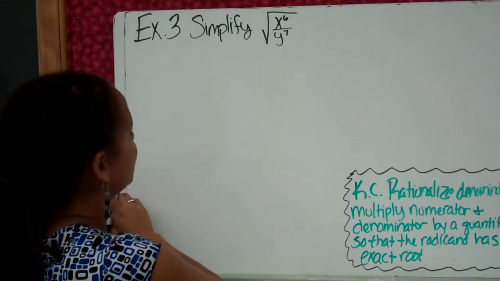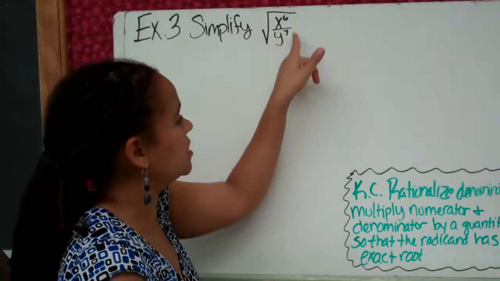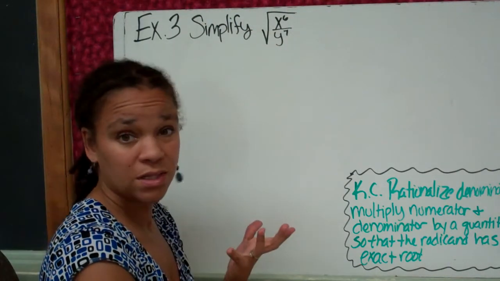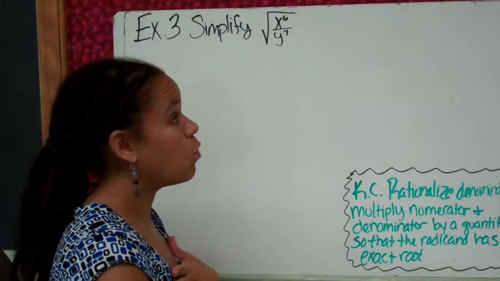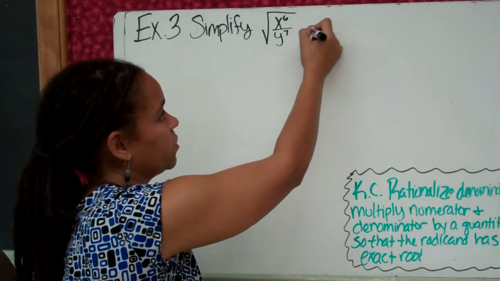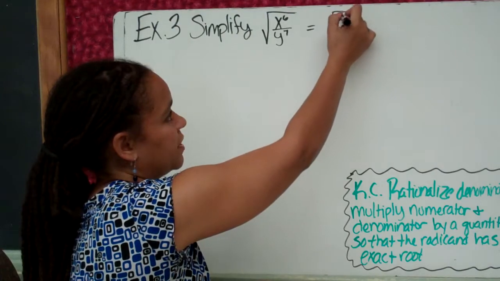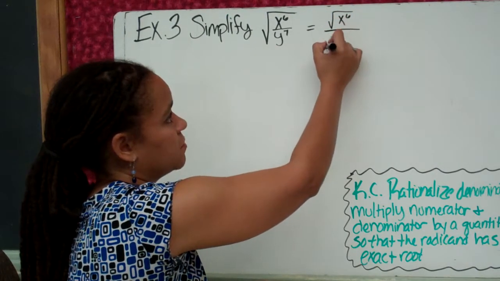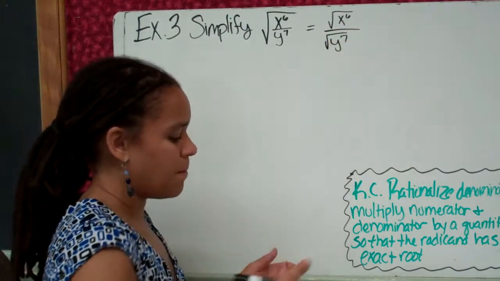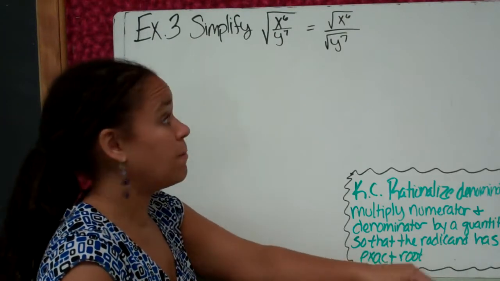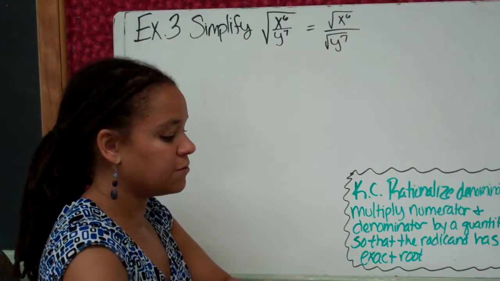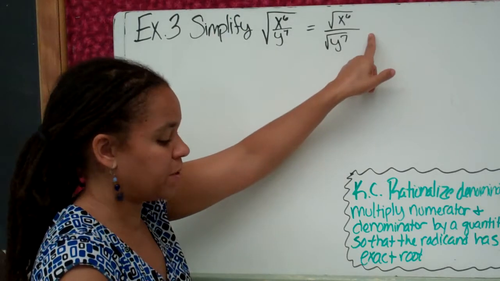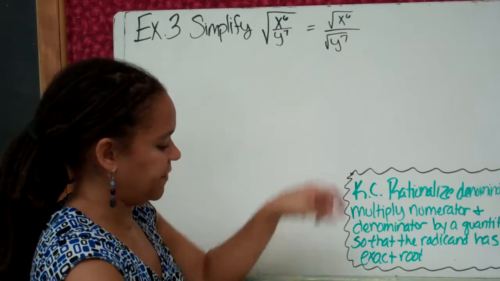So example 3 says simplify the square root of x to the 6th over y to the 7th. Well, let's start with what we know. We can use the quotient property. So then this will turn into square root of x to the 6th over square root of y to the 7th. But has that helped us any? Remember, we can't have radicals in the denominator, so we used the quotient property to get here, but we need to fix this.